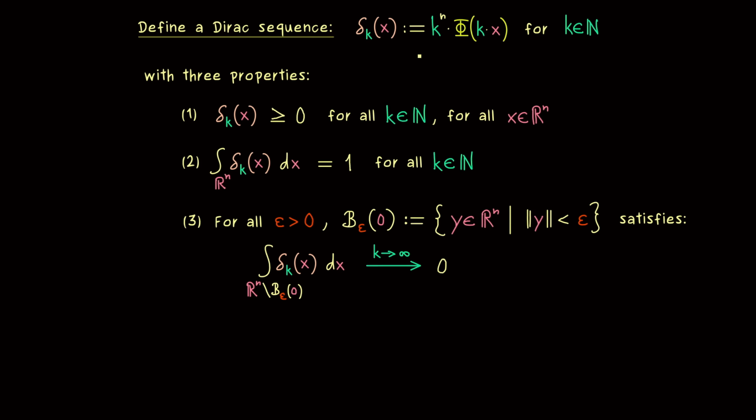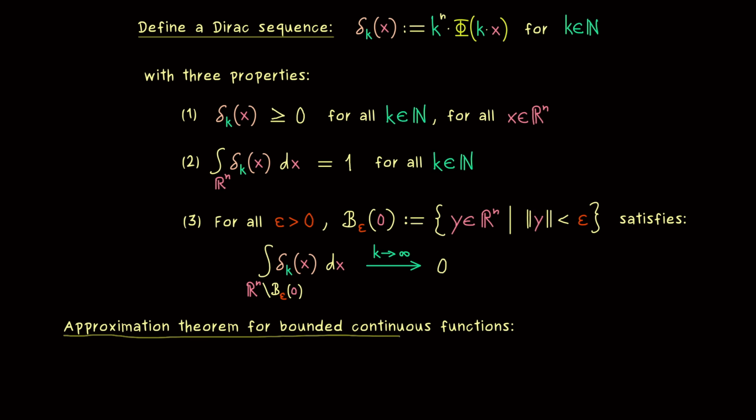So you might already know that with such a Dirac sequence we can do a lot. For example, there is a famous approximation theorem that is applicable to bounded continuous functions. In short, it tells us if we use the convolution delta k with f, then we have a uniform convergence on compact sets.